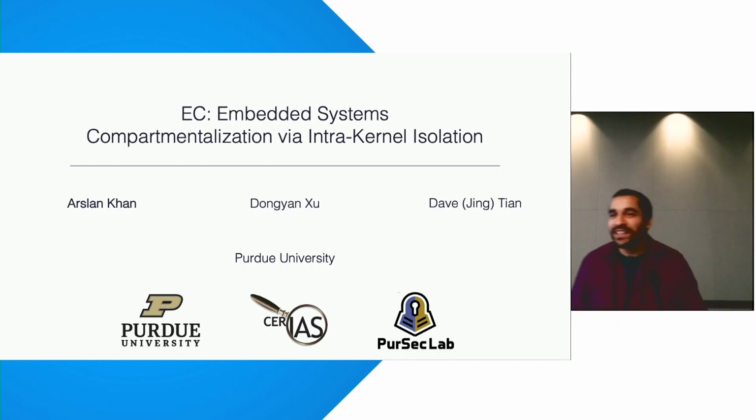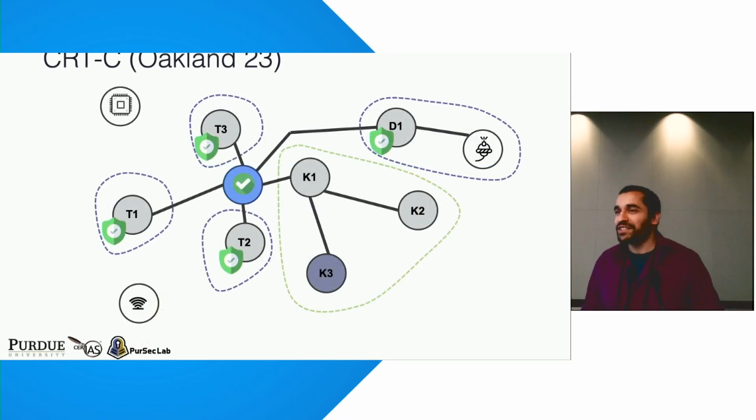All right, thank you. The next work I'm going to present is called EC, Embedded System Compartmentalization via Intra-Kernel Isolation. Some familiar words there. So CRTC, there's a recent work that was published in Oakland 23. They used privilege separation.